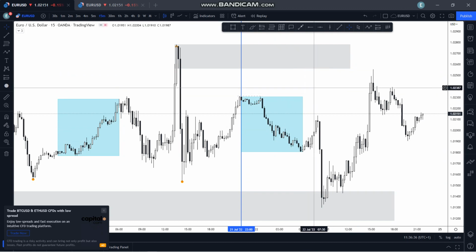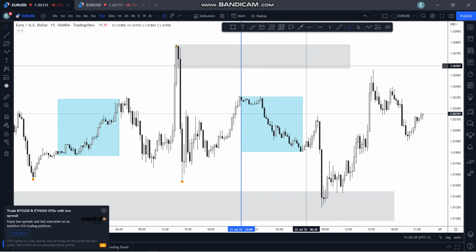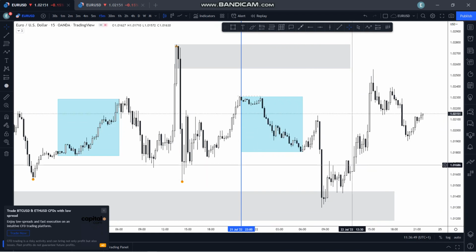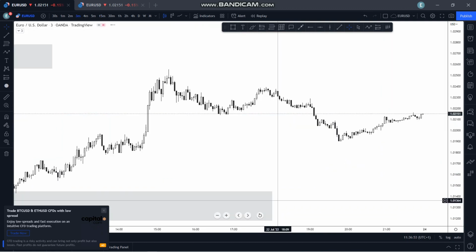So I was looking for the short-term buys before following the 15 minutes trend into the order block. I don't know if that sounds complicated. If it does, you can reach out to me in the comment section and I will try to clarify, but I'm trying my best to explain this as much as I can. So let's scale down to the 3-minute time frame.